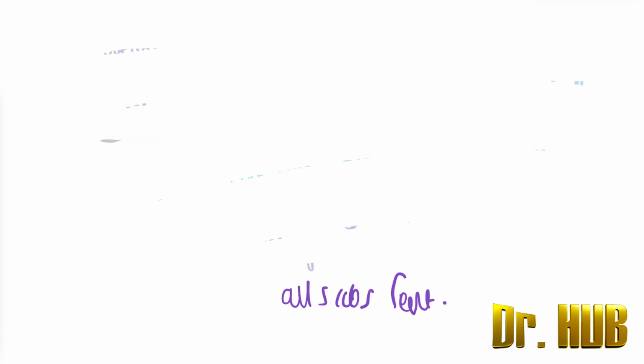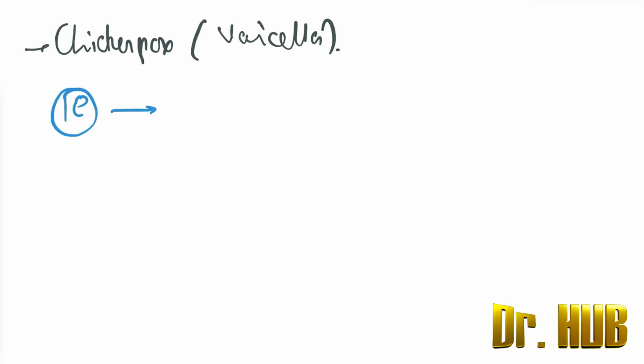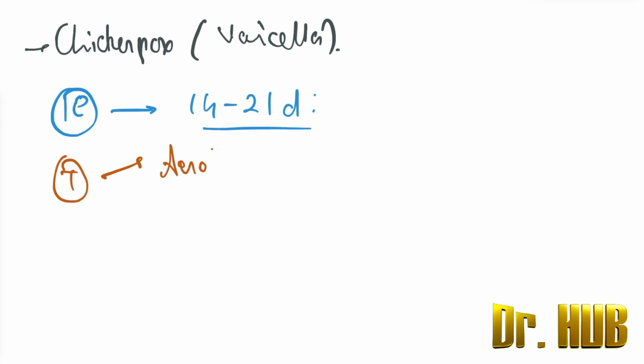Now we look at the chickenpox, that is varicella. Here the incubation period, IP, will be about 14 to 21 days, that is 2 to 3 weeks. How is the transmission? The transmission is by aerosolized droplets from the nasopharyngeal secretions.